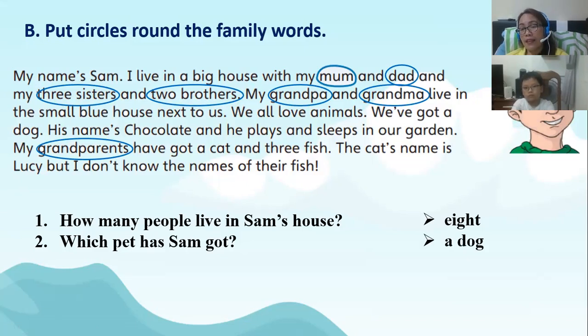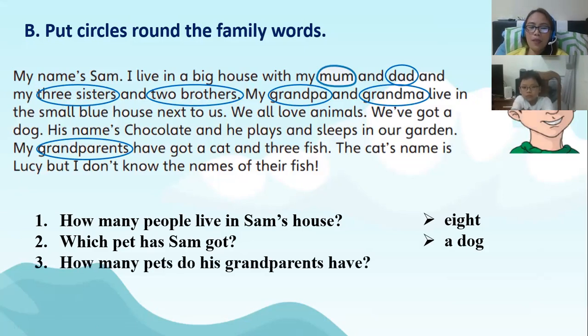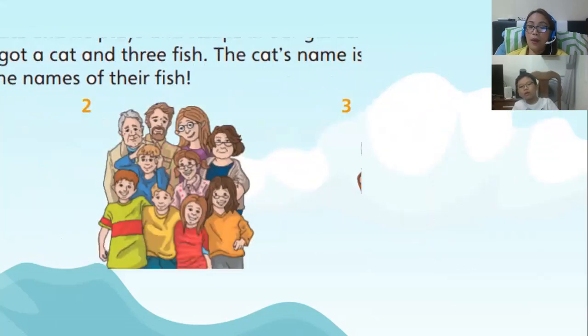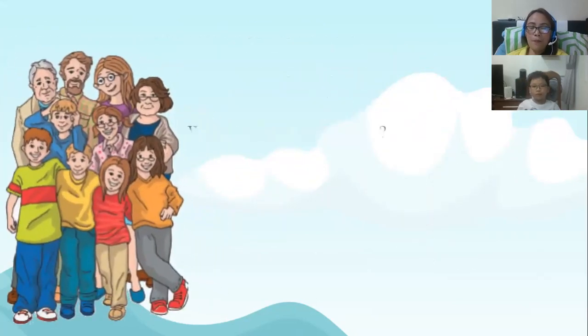His grandparents have a cat and a fish. Okay, how many pets do his grandparents have? Three, or a cat and a dog. A 4, 3 fish and 1 cat, baby. That's why it's 4. Okay.